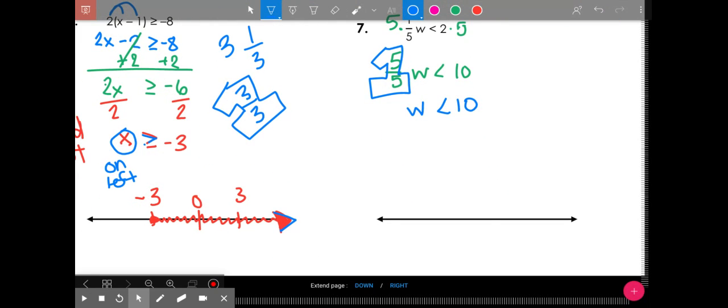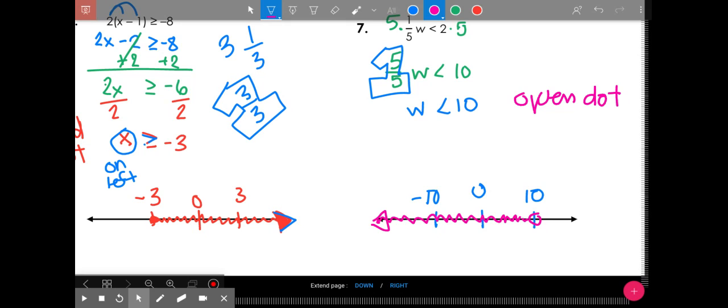All right, I'm going to show you where 0 is. I'm going to say 10 is over here. -10 is down here. By looking at my symbol, it's a less than symbol, so I need an open dot. Put open dot on 10. This time, I'm shading less than, so I'm going to shade to the left. Don't forget to shade the arrow, because all of those numbers off to negative infinity are less than 10.